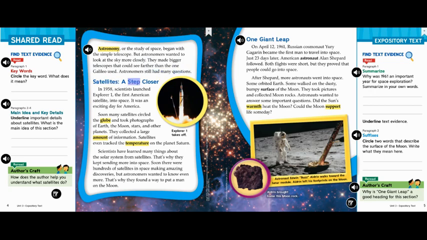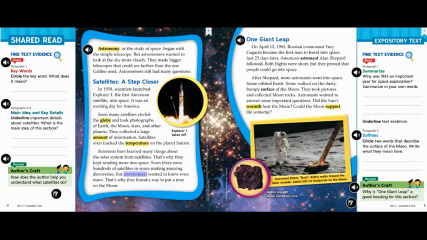Satellites, a step closer. In 1958, scientists launched Explorer 1, the first American satellite into space. It was an exciting day for America. Soon, many satellites circled the globe and took photographs of Earth, the Moon, stars, and other planets. They collected a large amount of information. Satellites even tracked the temperature on the planet Saturn. Scientists have learned many things about the solar system from satellites. That's why they kept sending more into space. Soon, there were hundreds of satellites in space making amazing discoveries.